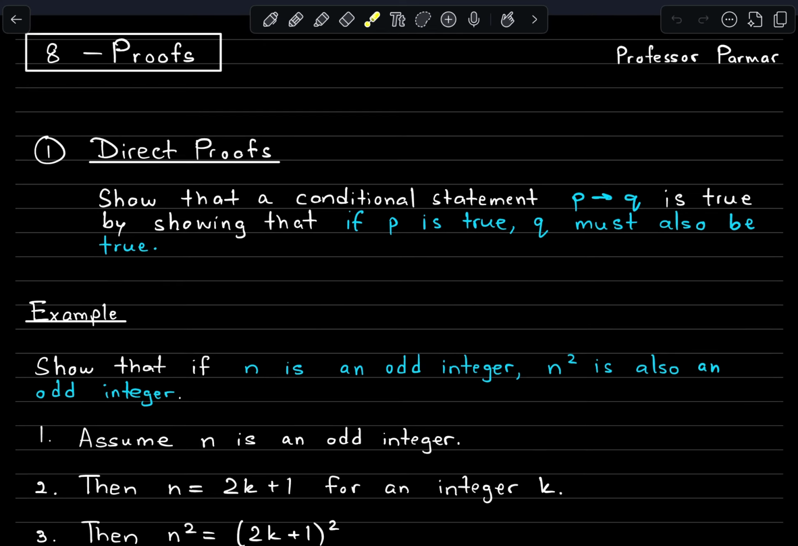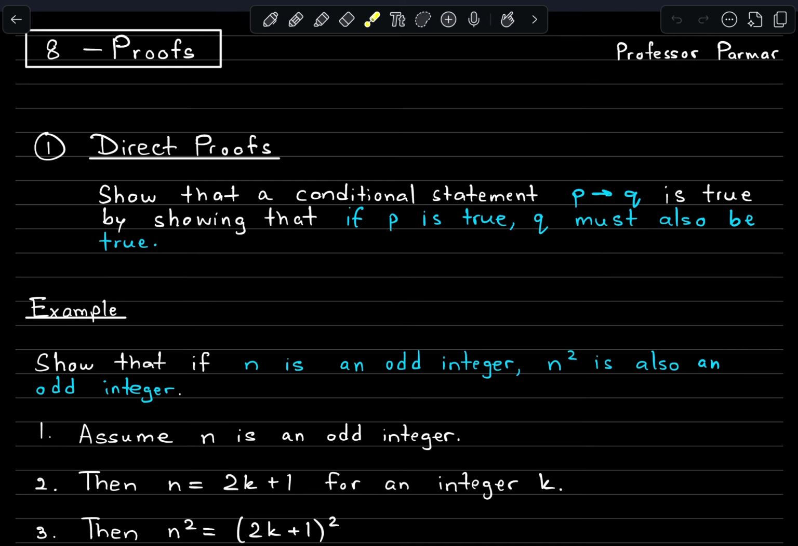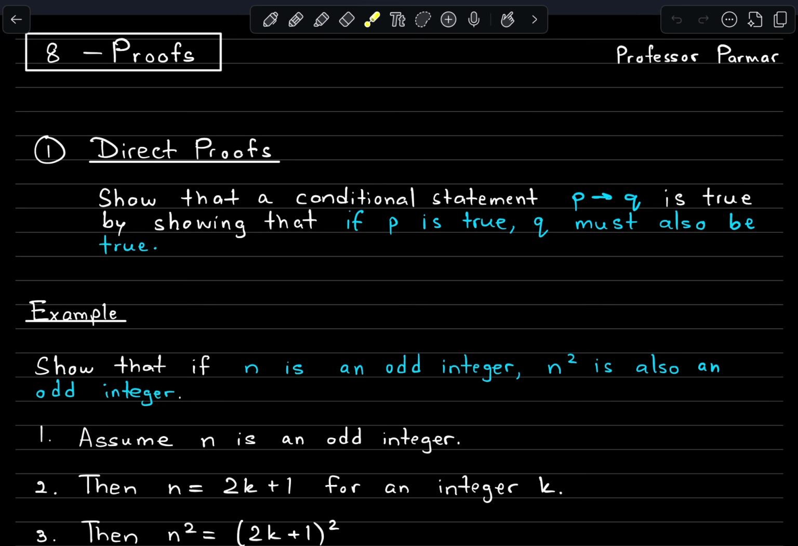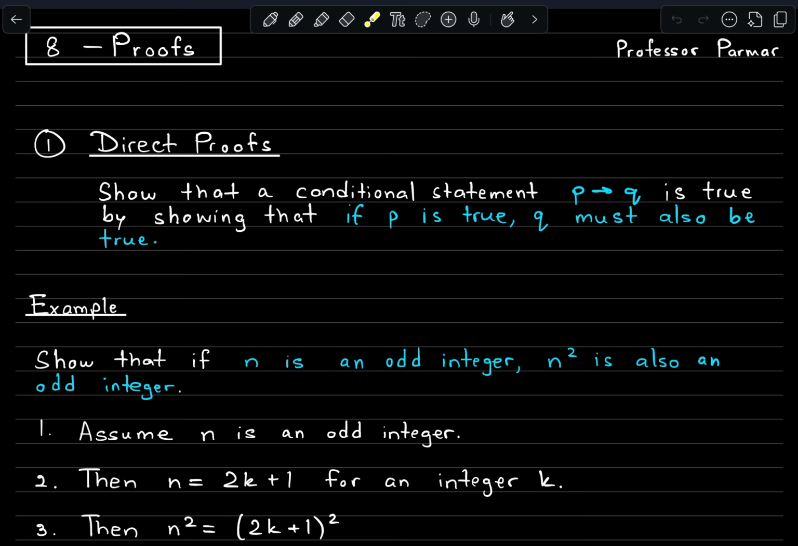Okay, so let's take a look at this first example here. It says, show that if n is an odd integer, n squared is also an odd integer. So this is our p, this is our antecedent, and the second part is going to be the q, that's going to be our consequent. So we want to show that p implies q. We can conclude q from p. So let's start off by assuming that we have some odd integer n.